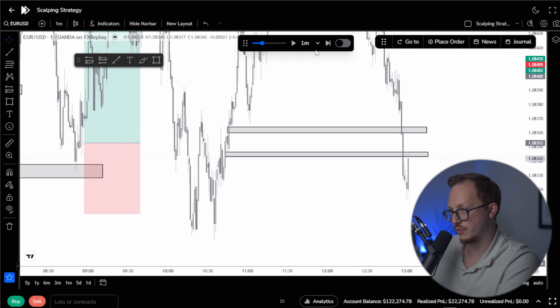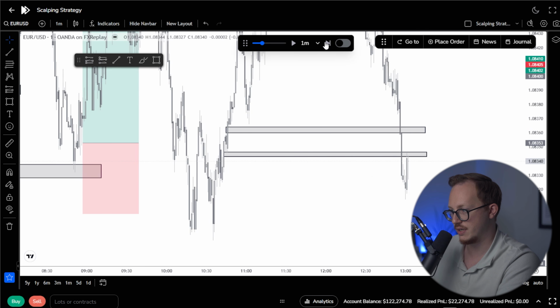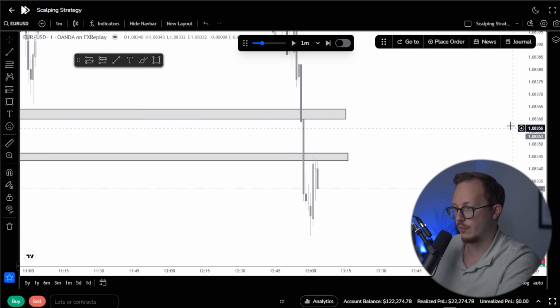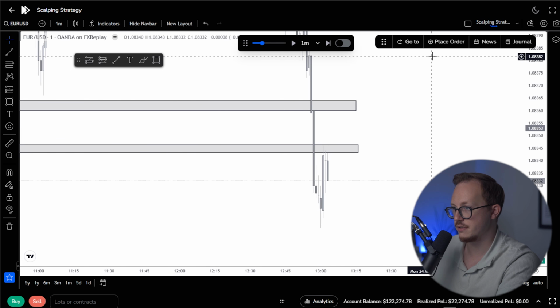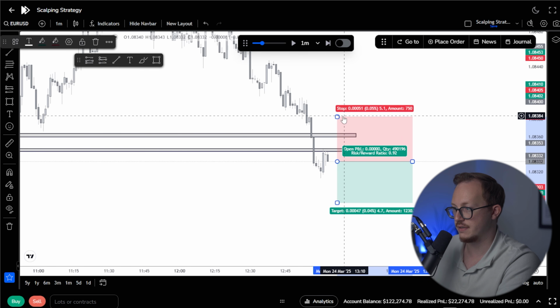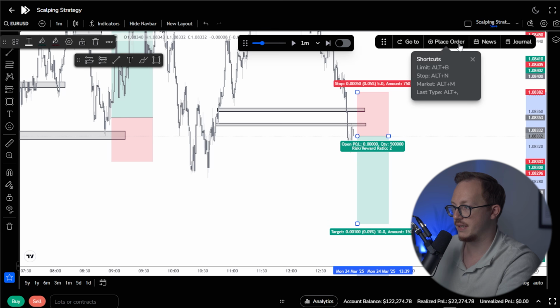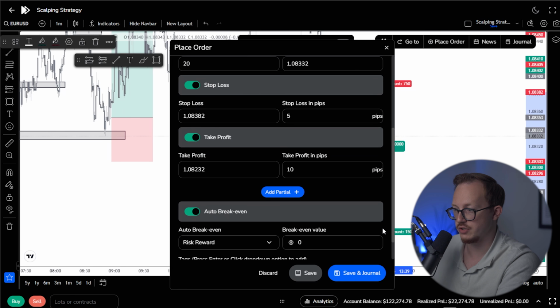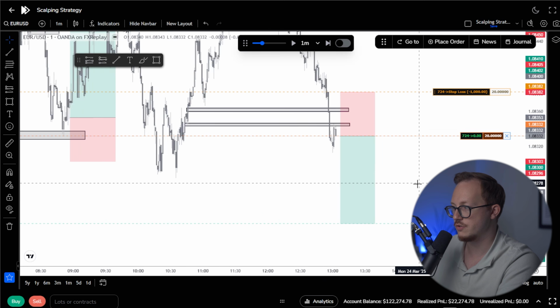Okay, price at the first one. Maybe it goes to the second one as well. It doesn't. We have 2 consecutive bearish candles, so we are entering like this. 5 pip stop loss, like this, and we're targeting a 1/2. Place the order. Now with FX replay, we can also do auto break even when price is at 1/1. So let's do that.